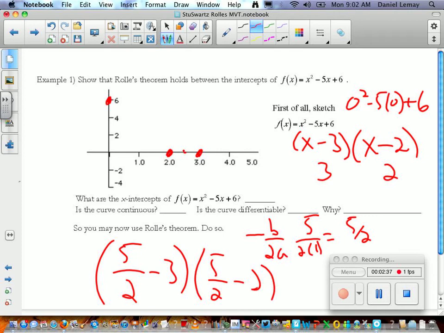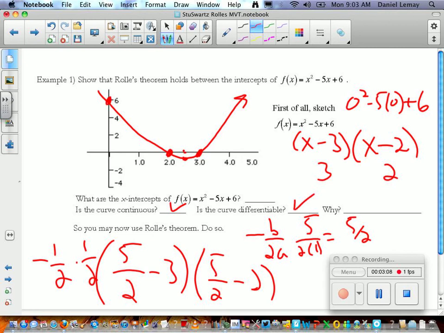So let's see, 5 over 2 minus 6 over 2 is negative 1/2, and 5 over 2 minus 4 over 2 is positive 1/2. That tells me the vertex is at 2 1/2, negative 1/4. So we're right about there. So this graph looks something like this. Okay. So, is the curve continuous?